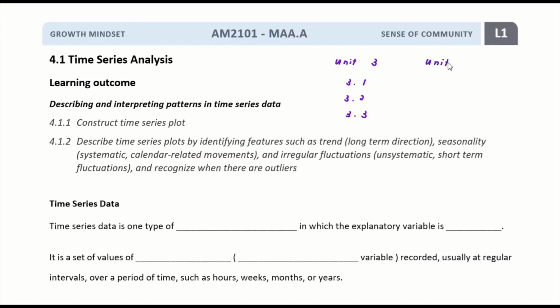Similarly, we are going to have three topics under Unit 4, which are 4.1, 4.2, and also 4.3. The content of the syllabus is arranged in such a way that 3.1 and 4.1 are related to each other. The same goes for the second topic and also the third topic. It means that what we are going to learn today under time series analysis builds on your foundation, or your prior knowledge, of topic 3.1.